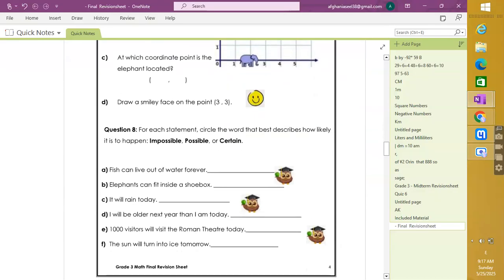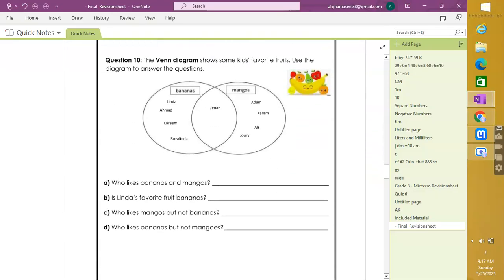Now, Talal, we want to revise the Venn diagram question. Question number 10. The Venn diagram shows some cats' favorite fruits. Use the diagram to answer the questions. Are you ready? Remember, this part here represents the cats who like mangoes, but they don't like bananas, okay? They like mangoes only.